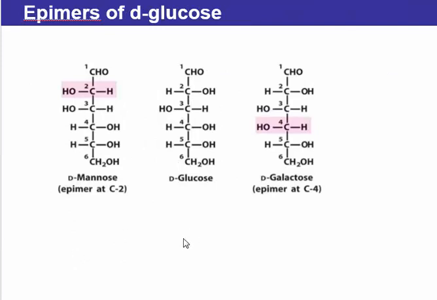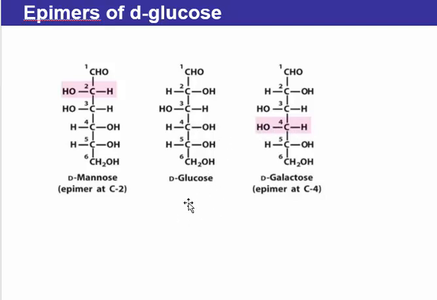So let's look in more detail at epimers. In the center of the slide is a Fischer projection of D-glucose. If we look to the right, we see the Fischer projection of D-galactose, and we see that every single chiral carbon, except for C4, has the exact same structure as D-glucose. So D-galactose is known as an epimer at carbon 4 because that's the only place where the hydroxyl and hydrogen are not arranged the same way as in D-glucose.